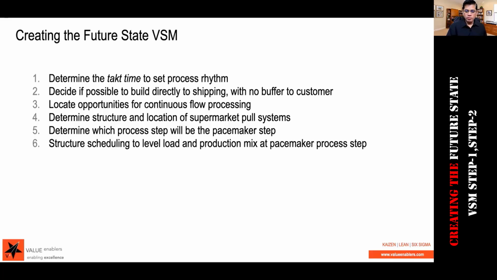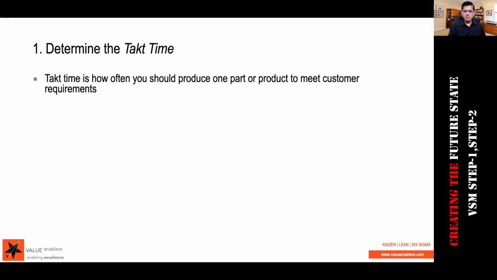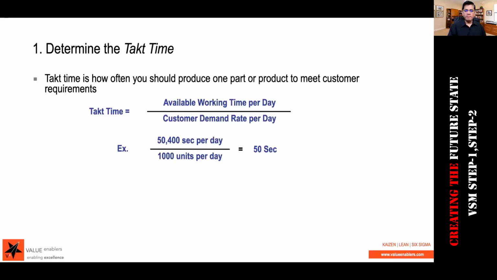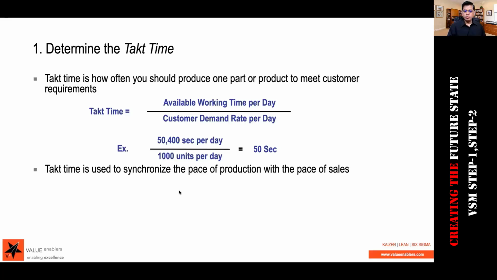Structure scheduling to level load and production mix at the pacemaker. This is the word we used, Heijunka, which is workload level loading. And this is where we started takt time. All of us know takt time: total available working time per day divided by demand. In this case, for example, 50,400 seconds and 1,000 units per day, which is about 50 seconds. So takt time is used to synchronize the pace of production with the pace of sales.